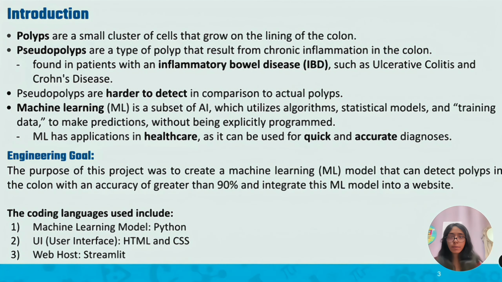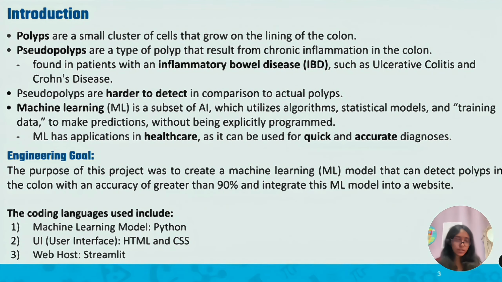So the aim of this project was to develop a machine learning model that can detect these polyps and integrate that model into a website nicknamed PolypDetect so that it can be used by patients and healthcare professionals. So machine learning is a subset of artificial intelligence that uses algorithms, statistical models, and trained data to make predictions without being explicitly programmed, and has many applications in healthcare as it can allow for quick and accurate diagnoses.